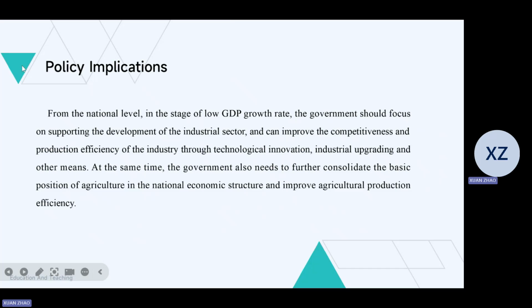Based on the key findings, this research proposes the following policy implications, and we need to know that this research formulates the policy implications from two perspectives. The first one is the national level, the second one is the regional level, and I will give you more detailed information.